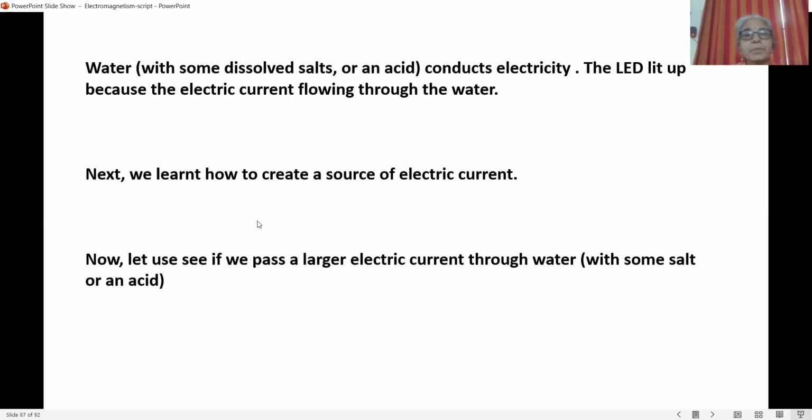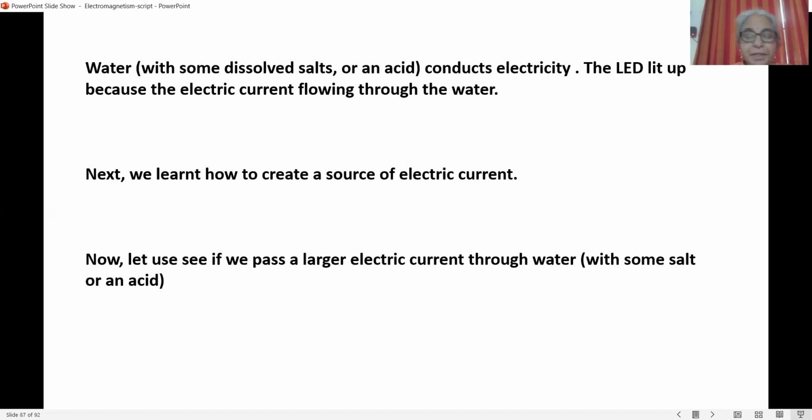So in this video, we have first seen that liquids, water particularly with some dissolved impurities, conduct electricity, and the LED was lit up because of the current flowing through water. Next, we created a source of electric current, which was a very exciting thing to do. Now, before we close, let us see another cell, what we call a voltaic pile.